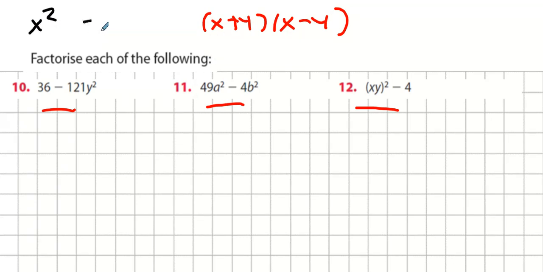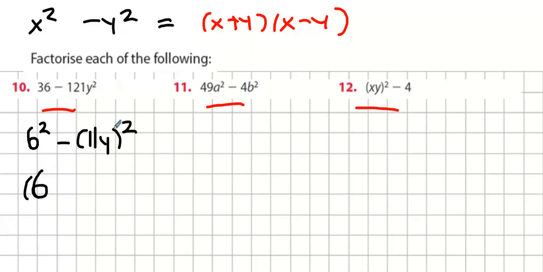X squared minus y squared is the same thing as x plus y and x minus y. You agree with that? Now, 36 changes into 6 squared. 121y squared changes into 11y to be squared, because what's 11 times 11? And what's y times y? Y squared. Instead of x, I have 6. And instead of y, I have 11y. So 6 plus 11y, and it's 6 minus 11y. Who got that? 6 plus 11y, 6 minus 11y. You get it? Good man.